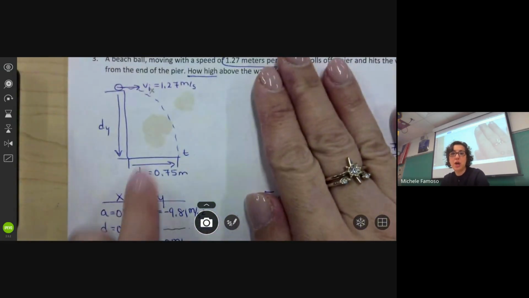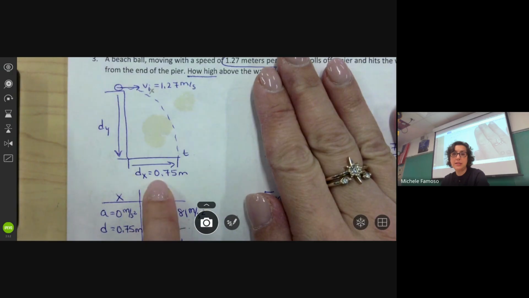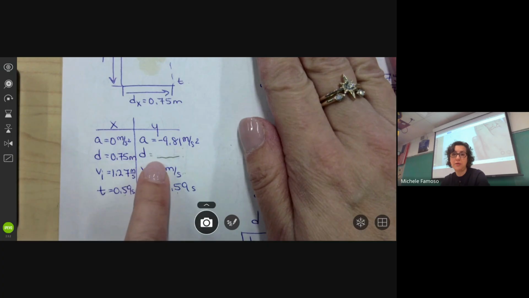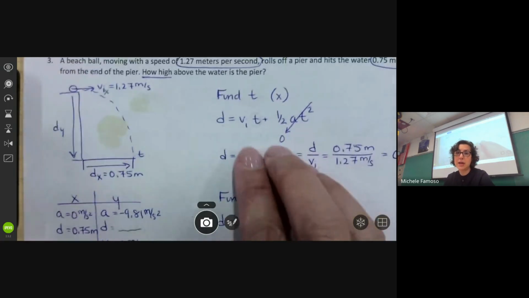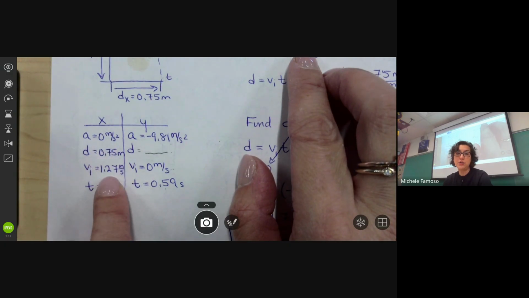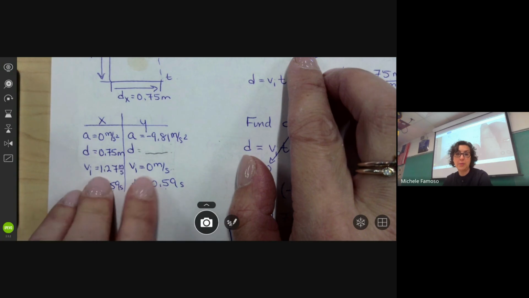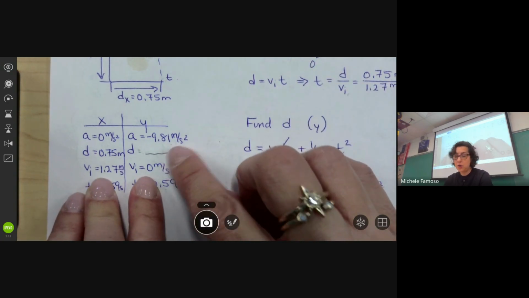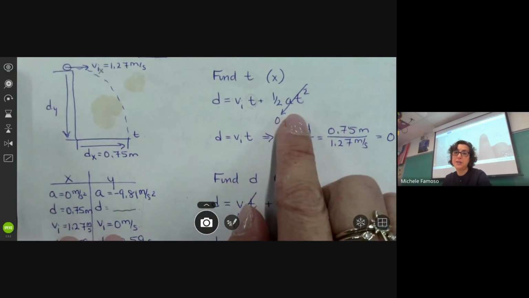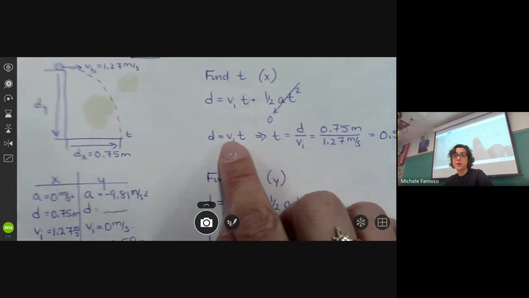So here is my chart with my VIX, my DX. I don't know DY or T. Here's my chart. I'm looking for the DY in the question. So first thing I do is come up with the time. In this question, I know more in the X direction. I know the A, the D, and the VI. I do not know the time here. This is where my unknown is. So what I'm going to do is use D as VIT plus half AT squared to come up with the time in the X direction.